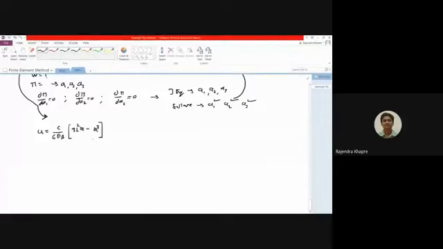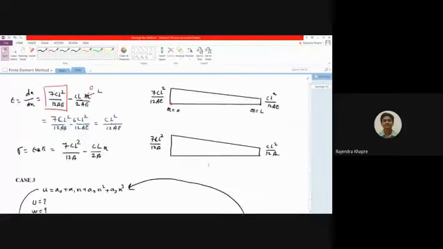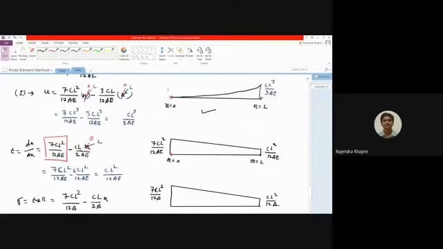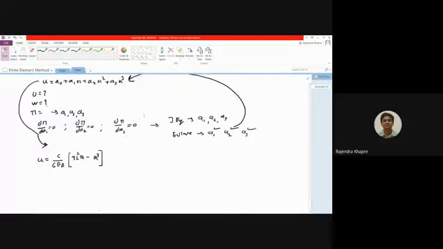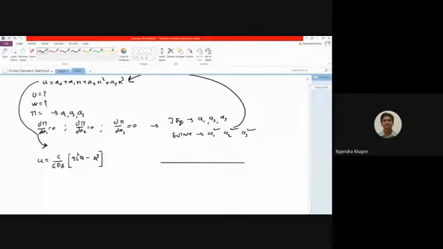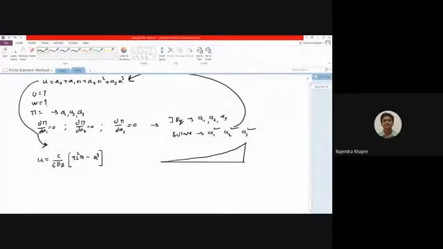Now if you try to plot a graph, it will come something like this. The variation of this displacement is like this. Slowly it is going up, and it will go like this. So this is the variation of the displacement which you will get.